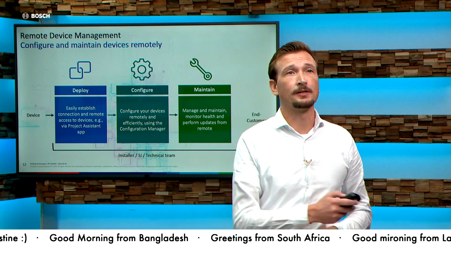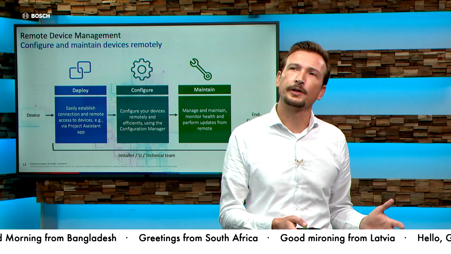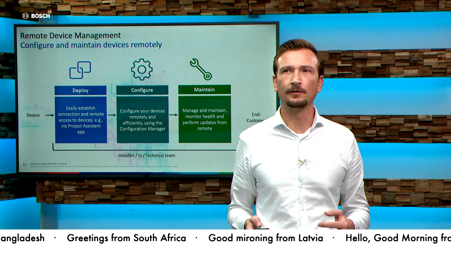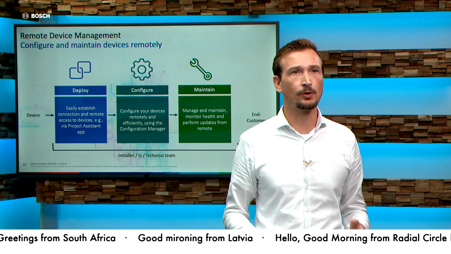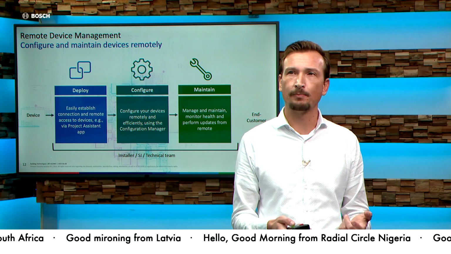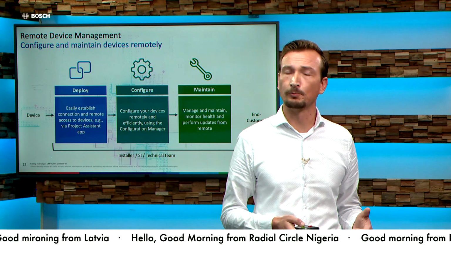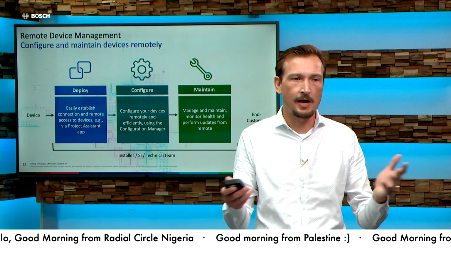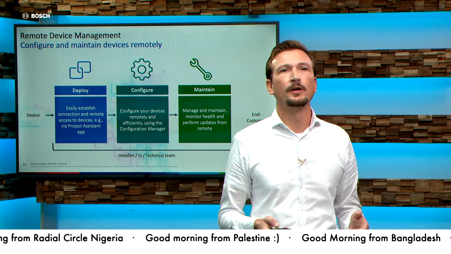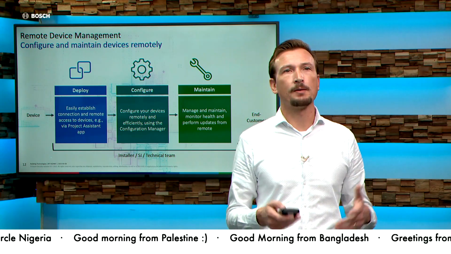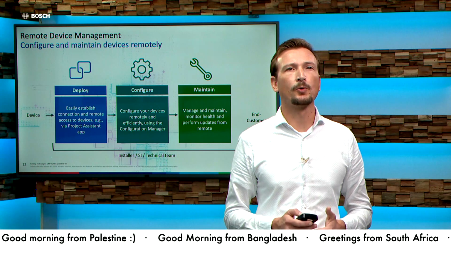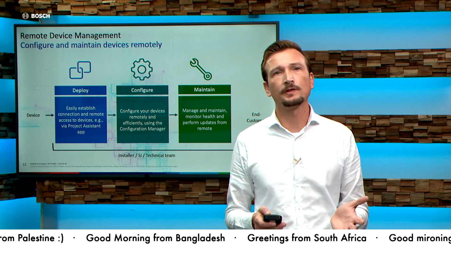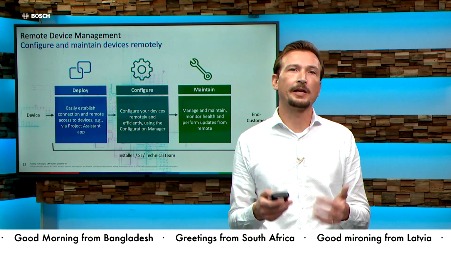Remote device management. So once you connect your camera, and you can do it really easy. You just connect the camera to the network, you use our Project Assistant app, and you make the camera connect to remote portal. From there, the camera can be configured remotely, anywhere, anytime. So you can make use of a lot of tools there, maybe the configuration manager that you know already. And once the camera is there, you can easily, let's say, manage and maintain.